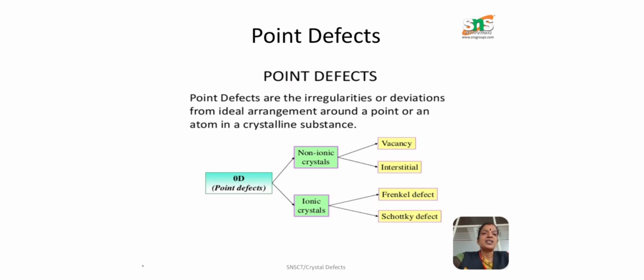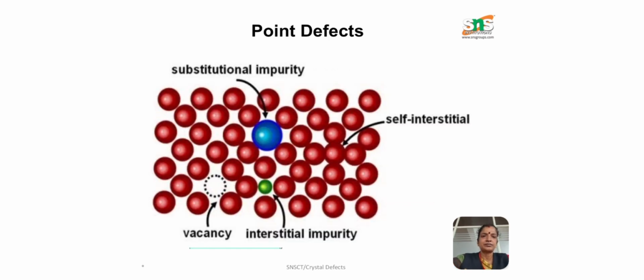Point defects are the irregularities or deviations from the ideal arrangement around a point or atom in a crystalline substance. So it can be classified into two, that is non-ionic crystal and ionic crystal. In non-ionic crystal, vacancy or interstitial is there. In ionic crystal, Frenkel defect and then Schottky defect is there.